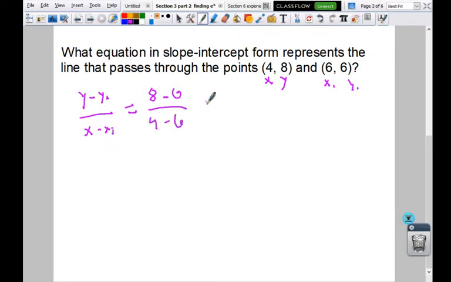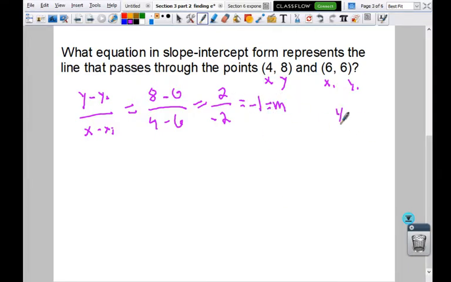Yep, 4 minus 6. Alright, Zoe, what am I going to have left on the top here for 8 minus 6? 2. And how about on the bottom? Negative 2. So 2 over negative 2. Richie, what is 2 over negative 2? Because we don't want fractions, we want to get back down to single numbers. Yep, it is negative 1. Alright, so negative 1 is our slope.